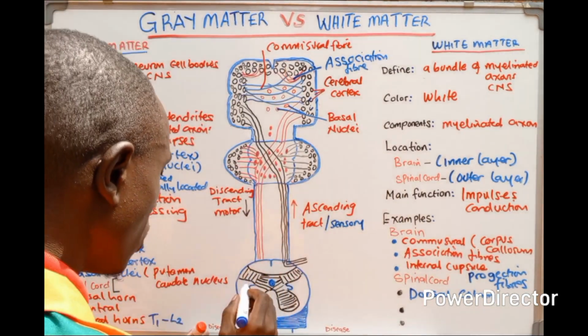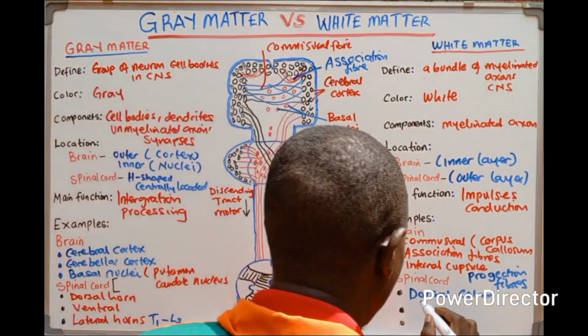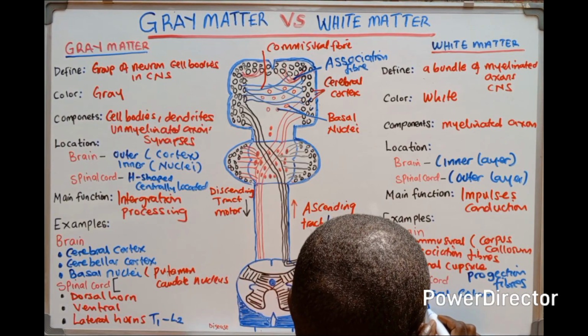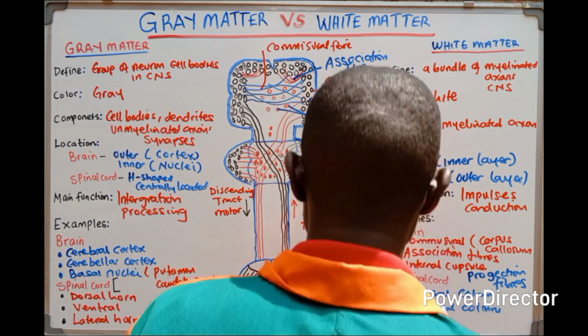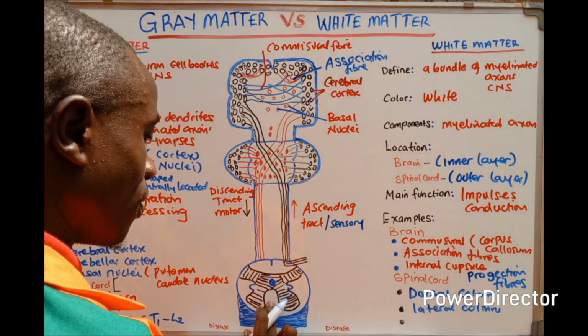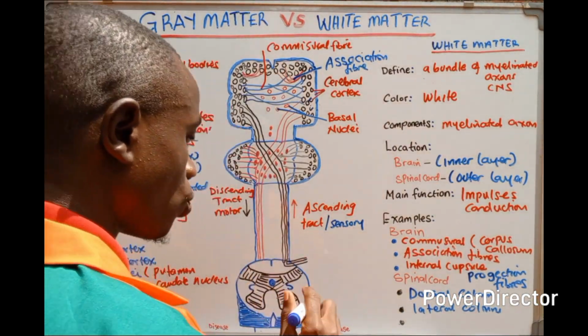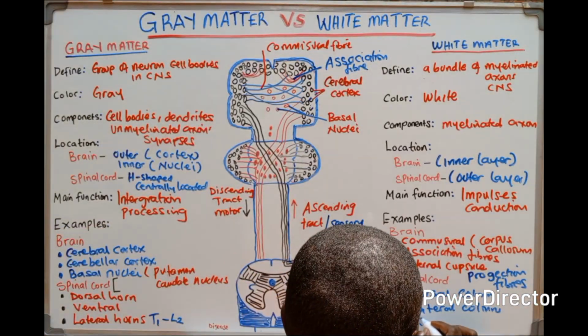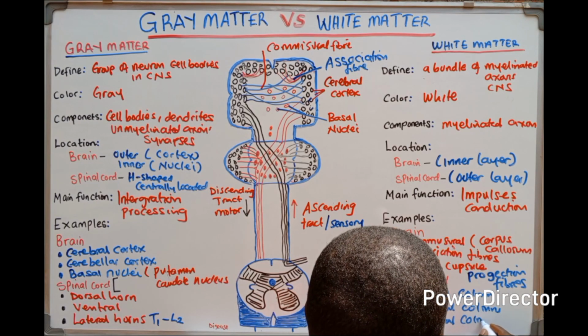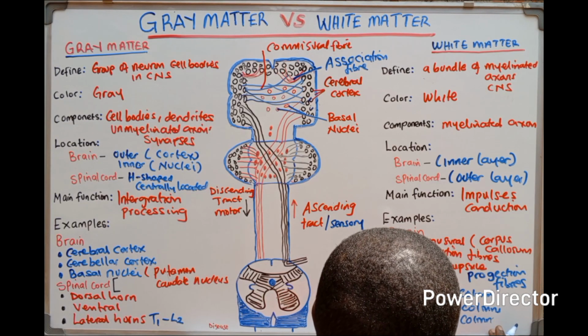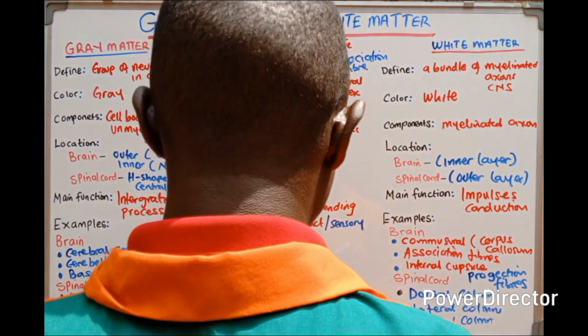Okay, and these ones here, they are what we call the lateral columns. And then this one here in front, they are what we call the ventral column.